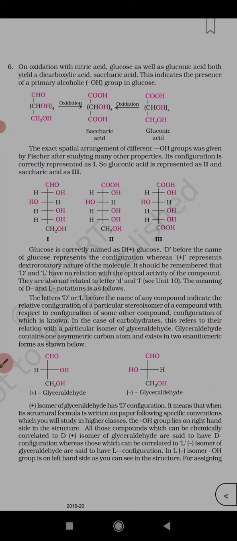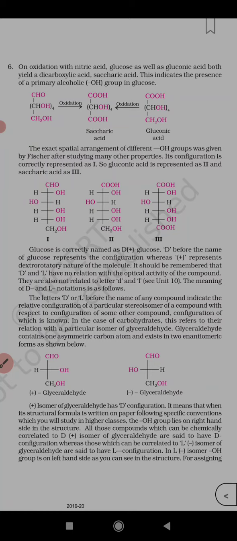It's just a relative configuration of a particular isomer of a compound with respect to the configuration of some other compound, the configuration of which is known. Suppose one is known, then the other is automatically decided.